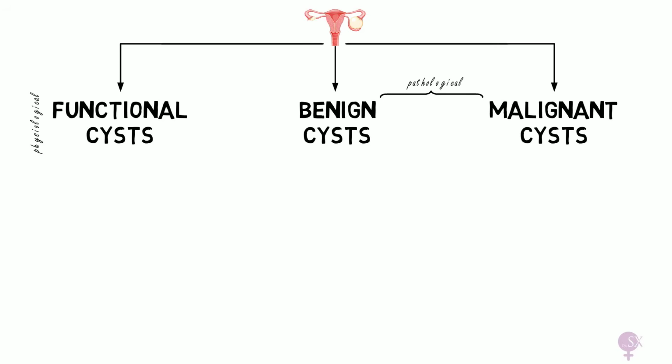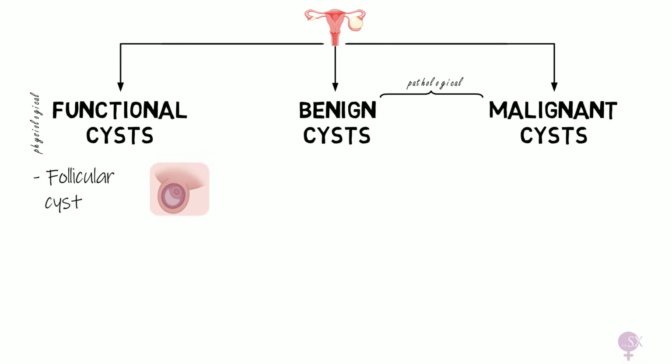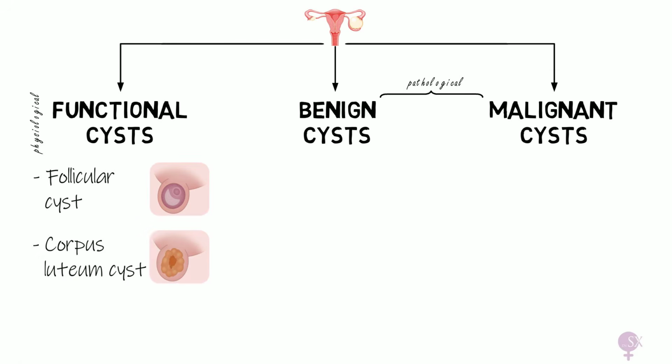So as part of the functional cysts, we've got a follicular cyst, which forms when a follicle doesn't release an egg and keeps growing. A corpus luteum cyst develops after ovulation, when the follicle reseals and fills with fluid. A hemorrhagic cyst is when bleeding happens inside one of the functional cysts above. Functional cysts usually resolve spontaneously within a few weeks, but sometimes can rupture and cause pain.